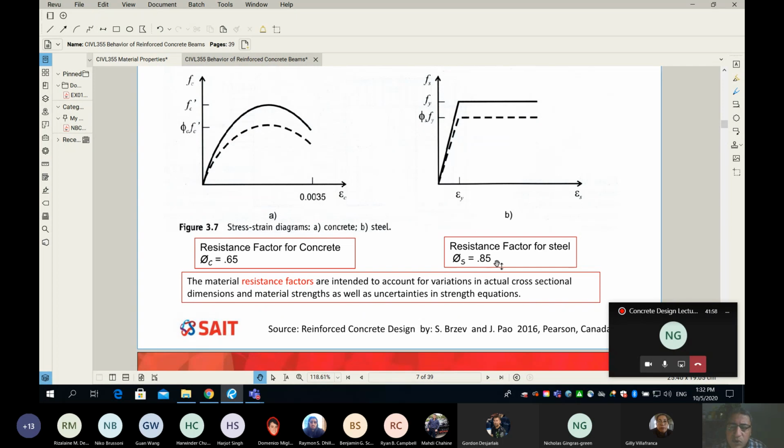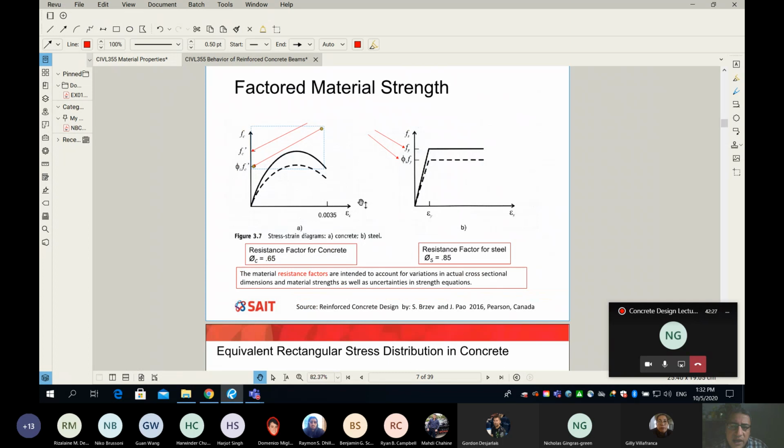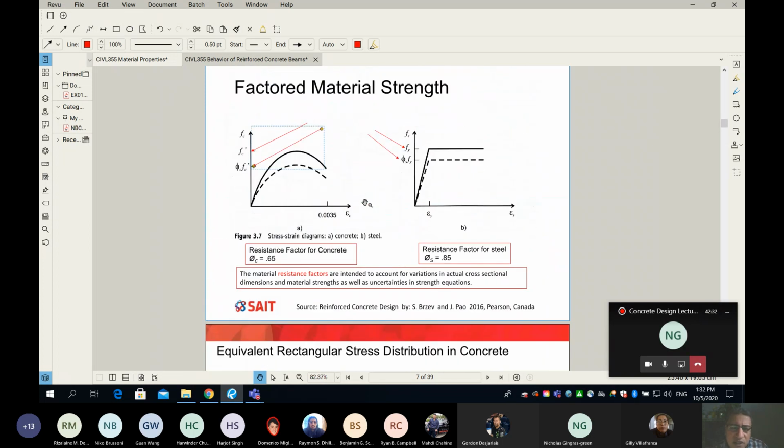Also, guys, I said before in my class that you will never, ever see F yield by itself. You will never see this number by itself. However, what you will always see is a reduced value for F yield. Same thing, you will never see F'c by itself. However, you will always see in my derivation a modified or reduced F'c, by a factor of 65%.